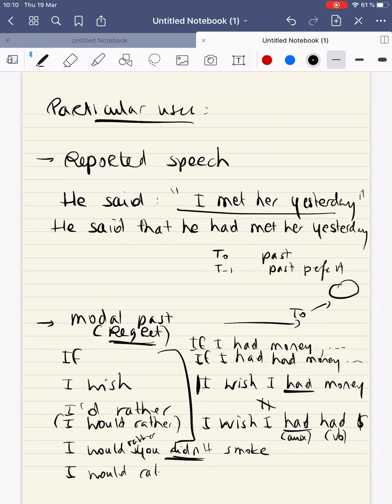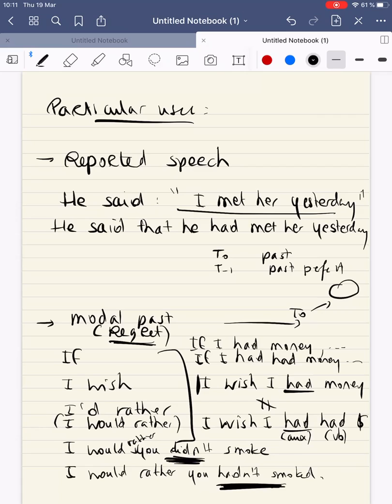But if you say, oh, I forgot rather, by the way. If you say, I would rather you hadn't smoked, the idea is that this is something that happened in the past. I would rather you hadn't smoked, which means you did smoke, and now you're sick, for example. You would say, I would rather you hadn't smoked. So you have a form of regret about something that somebody did already. The action here has been done.